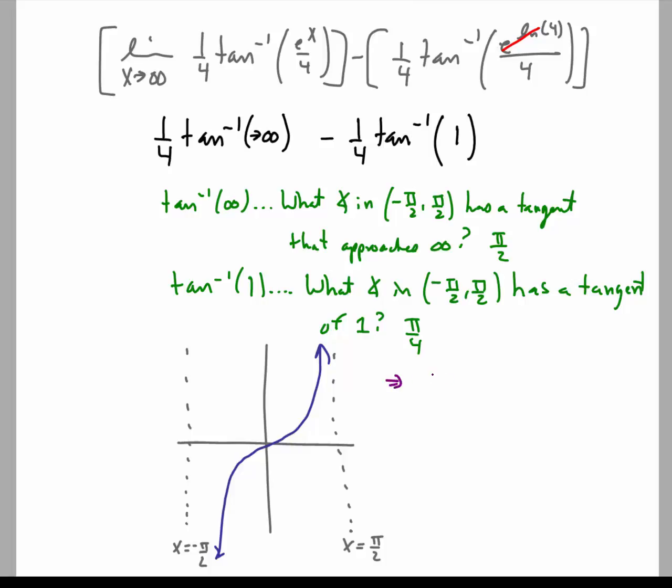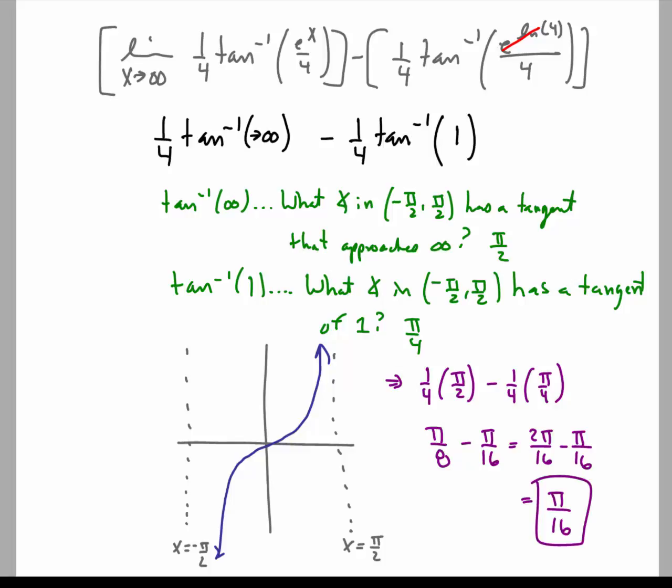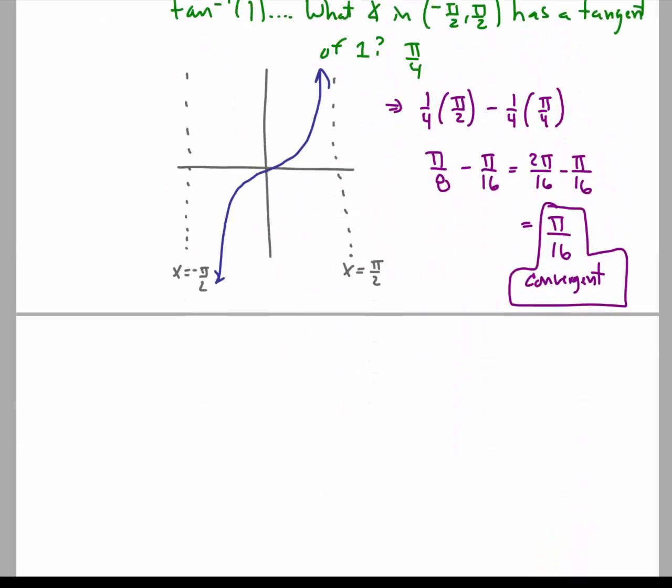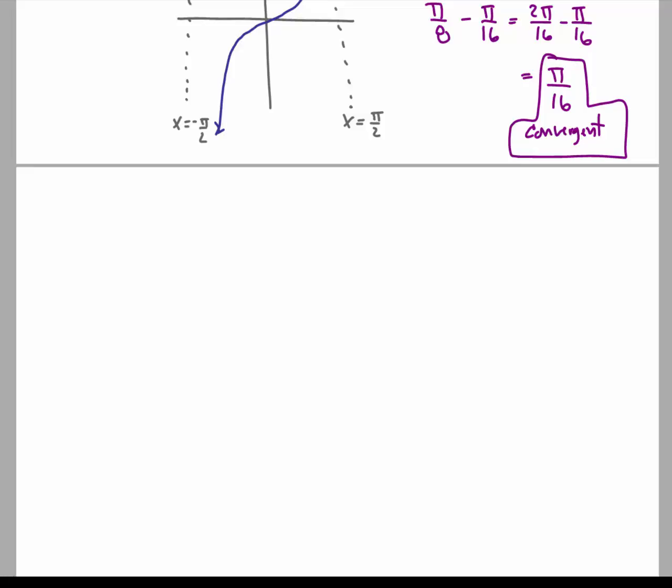Okay, so what we have here then is 1/4 times pi over 2 minus 1/4 times pi over 4. So I end up with pi over 8 minus pi over 16, which is 2 pi over 16 minus pi over 16, which is pi over 16. So there's my solution. Now one thing I forgot to write here is this is convergent. So this is an example of convergent. So I really like these that get involved in that inverse trig function. That's pretty exciting, especially when we have limits at infinity with an inverse trig function.